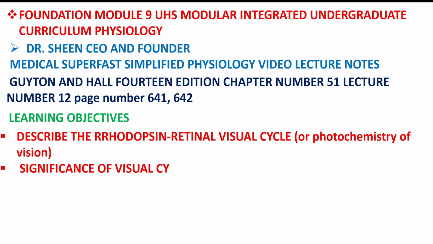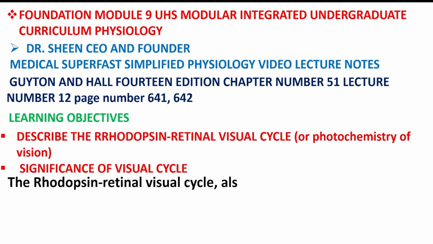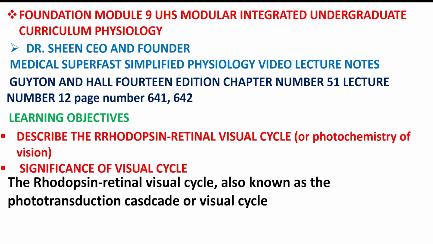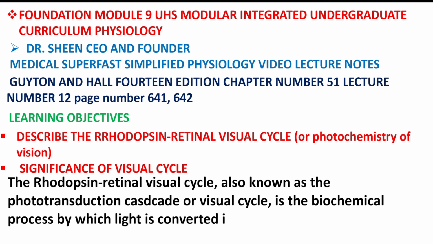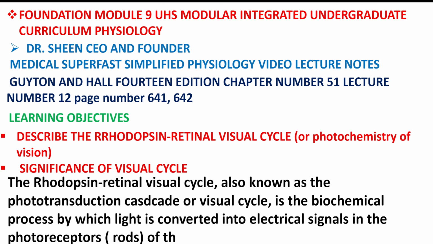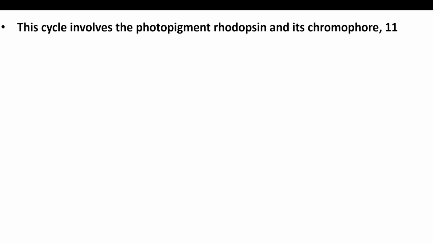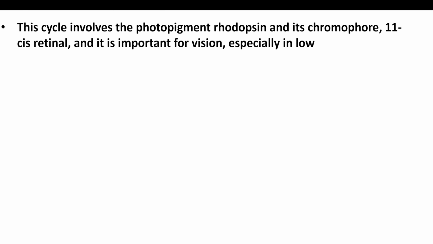Significance of visual cycle. The rhodopsin-retinal visual cycle, also known as the phototransduction cascade or visual cycle, is the biochemical process by which light is converted into electrical signals in the photoreceptors, rods, of the retina. This cycle involves the photopigment rhodopsin and its chromophore, 11-cis-retinal, and it is important for vision, especially in low-light conditions.